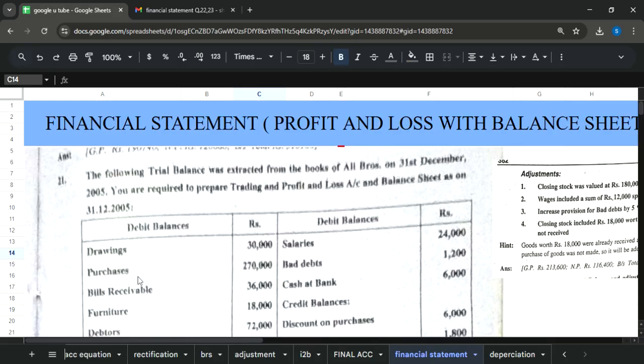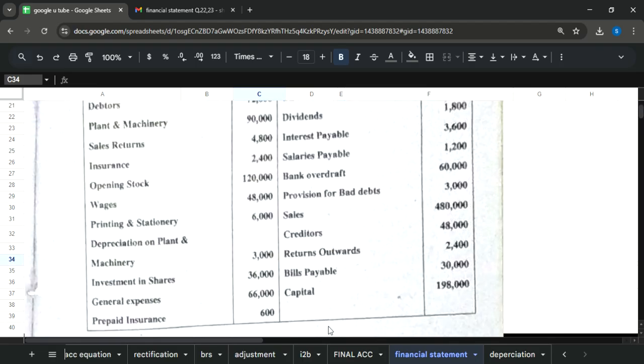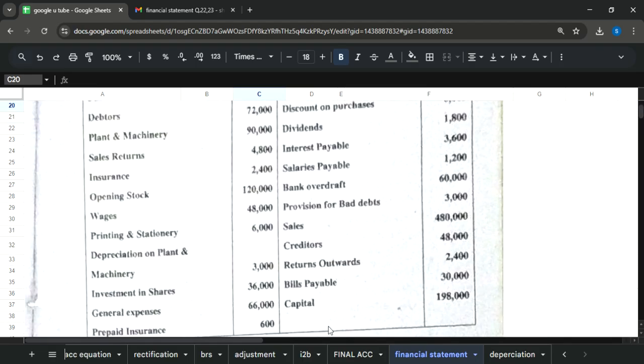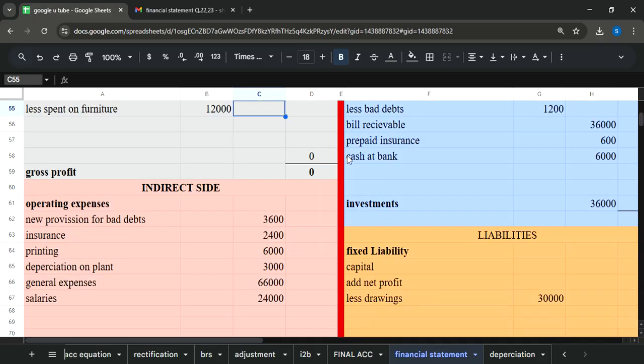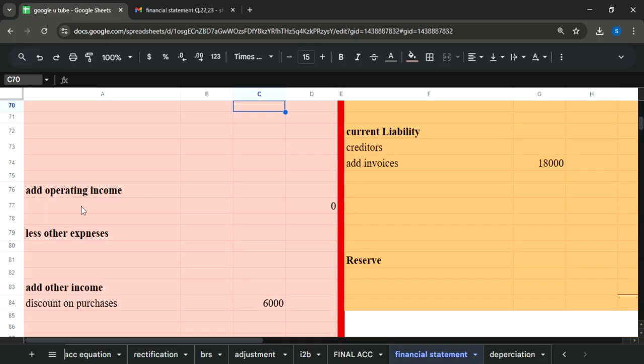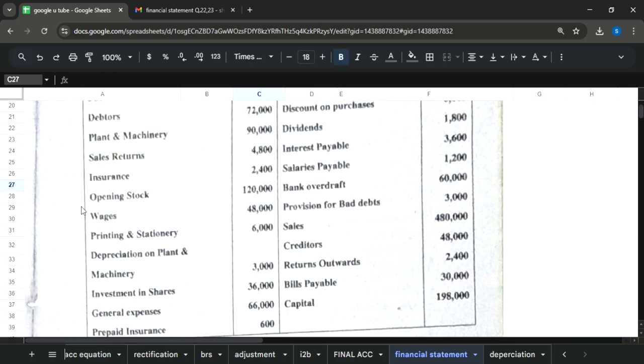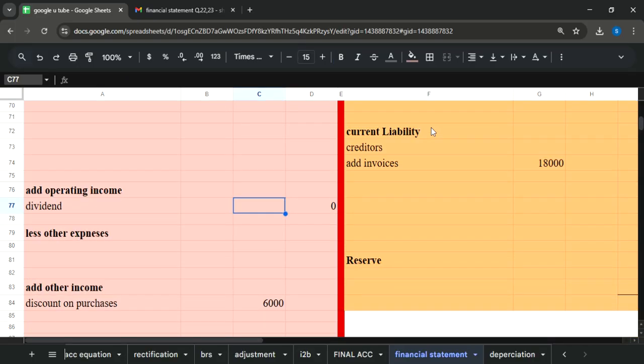Alright guys, so we were at discount on purchase, after which we have dividend. This is written on the credit side, so it's operating income. Here you will come and write dividend. The amount of dividend is 1800. We will write over here.